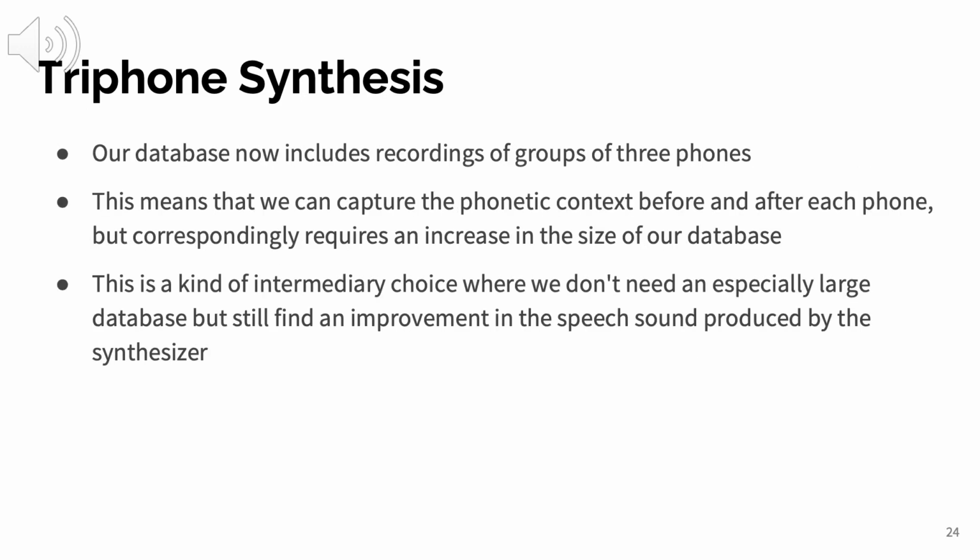So you can go on to triphone synthesis, which unsurprisingly just means, okay, we've got phonetic context before and after each phone. So rather than just every transition from one phone to another, we've got every phone and every possible adjacency within the language. Here, we're sort of looking at 40 by 40 by 40. Conveniently, a lot of these triphones won't actually exist within the language that you're going to be synthesizing, so you can cross a lot of them out based on whether or not it's actually possible within that language to encounter that particular sequence of phones. This is kind of an intermediary choice where you don't need a much larger database, but you still find quite an improvement in terms of the quality of the sound produced by the synthesizer.